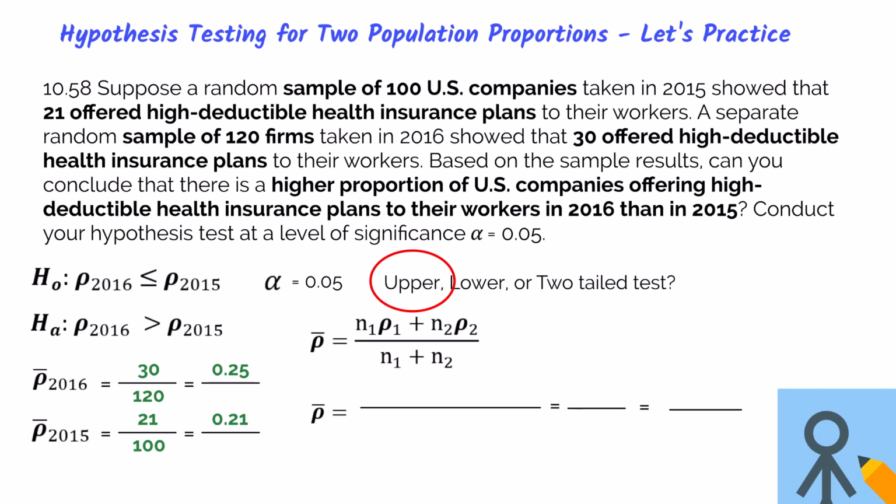Now, to get the pooled estimator for the overall proportion, we need to carefully plug in the values for sample proportion 1 and sample size 1, as well as sample proportion 2 and sample size 2. So we plug in 120 for sample size, or N1, in the numerator and denominator, 0.25 for P1, 100 for sample size 2, or N2, in the numerator and denominator as well. Finally, we have 0.21 for P2. Plug this into a calculator and we get 51 in the numerator and 220 in the denominator. Take 51 divided by 220 and we get 0.2318.